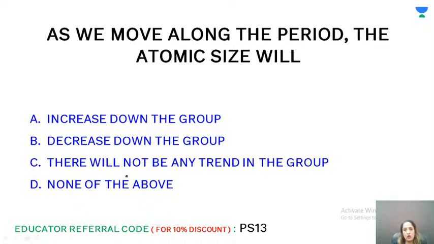As we move along the period, the atomic size will increase, decrease, or there will be no trend. So as we move along the period, the size will decrease. Okay, as we move along the period, I have explained it.